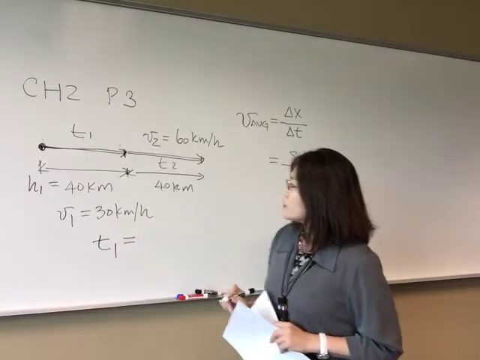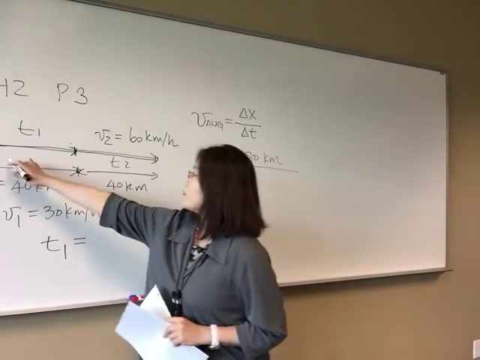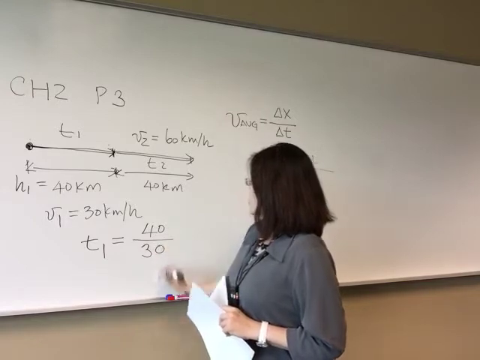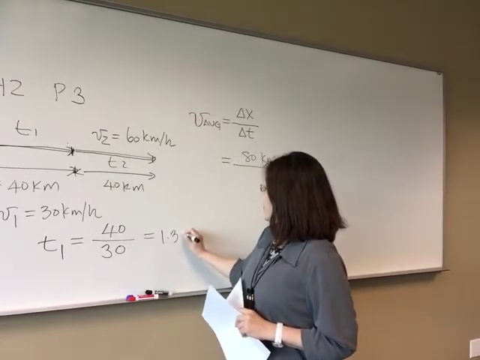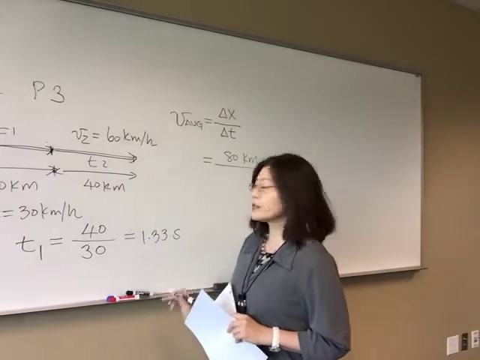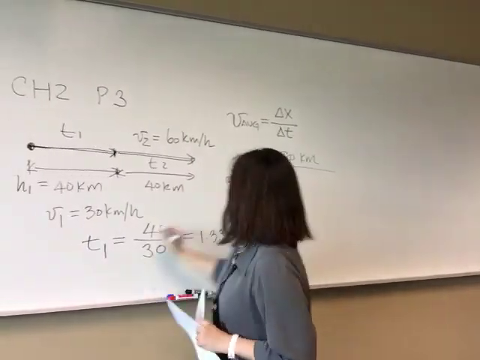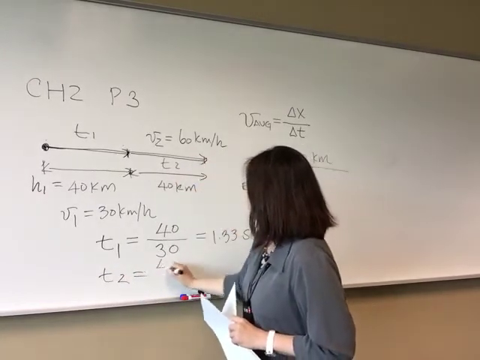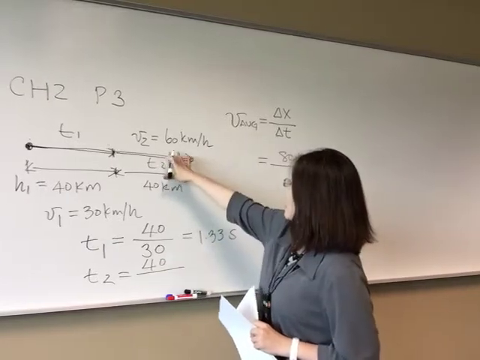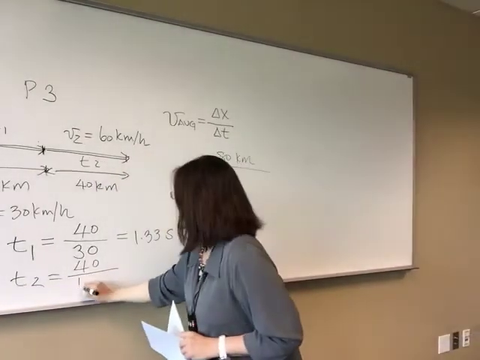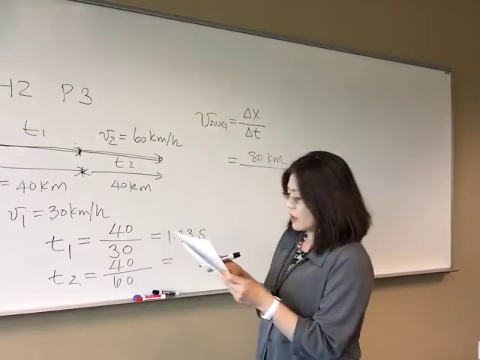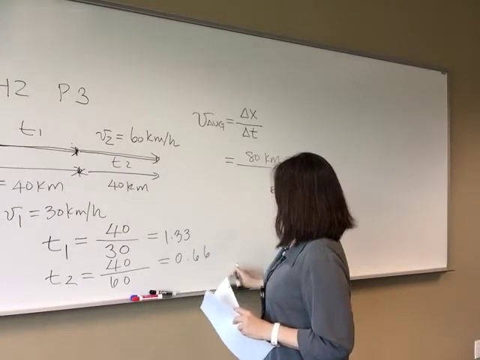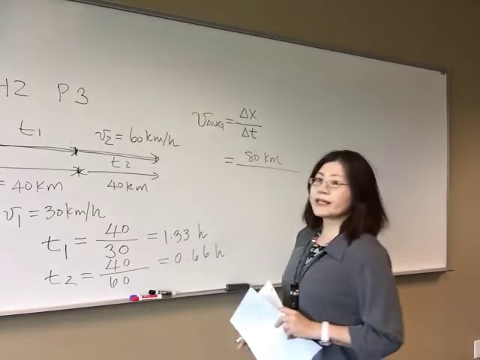T1 is basically the time it took for the car to move 40 kilometers. If you know the velocity v1, which is 30, you get 1.33. That's the amount of time that it takes. And then what about your T2? For T2, you have the distance, which is also 40 kilometers, and the velocity changes to 60. So after you find this, you get 0.66. And I'm sorry, this is actually in hours. So that would be 0.66 hours.